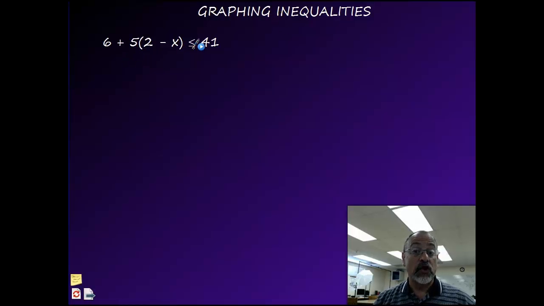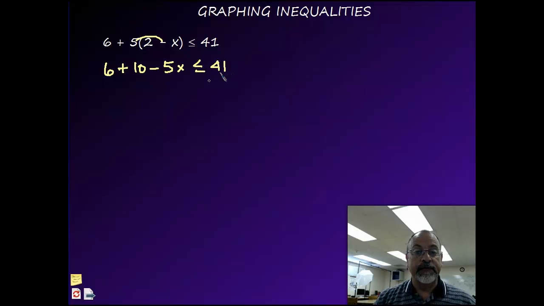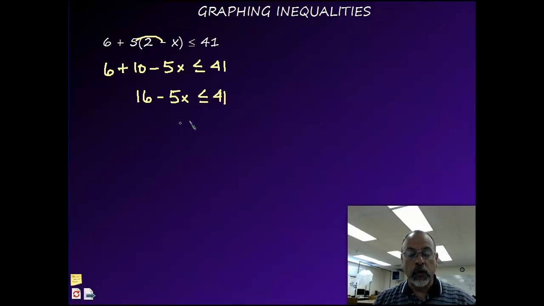So here we have an example, so solve this inequality. We're going to follow our steps. Remember, we distribute and then simplify each side separately. So we distribute: 5 times 2 is 10, and then distribute this, minus 5x, less than or equal to 41. As I look on the left, I notice that I can combine the 6 and the 10. So I'm going to get 16 minus 5x less than or equal to 41.